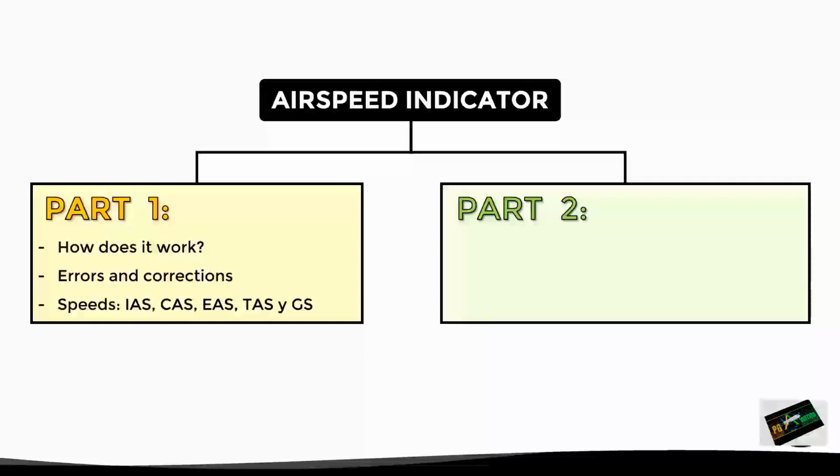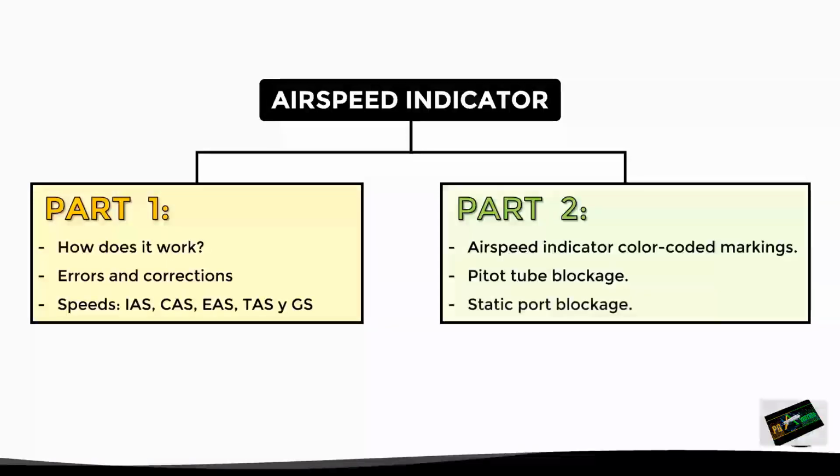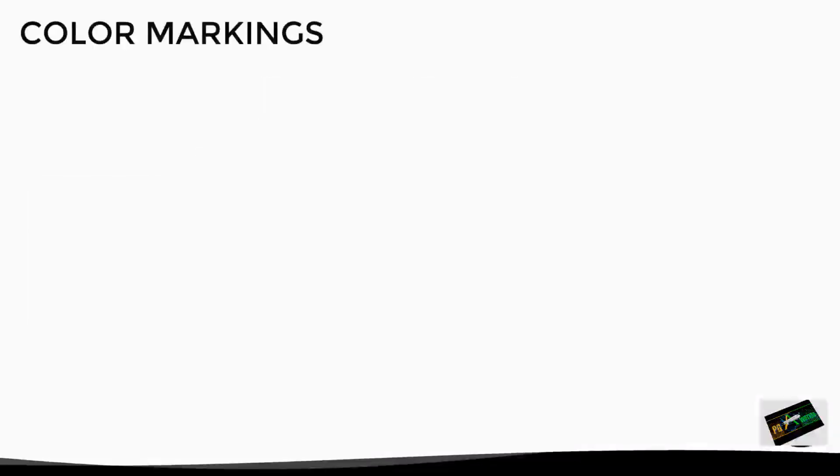In this second part, we will focus on the different color markings of the indicator, as well as on how the instrument reacts in case of a pitot tube or static port blockage. So, with that being said, let's begin with the color-coded markings of the instrument.